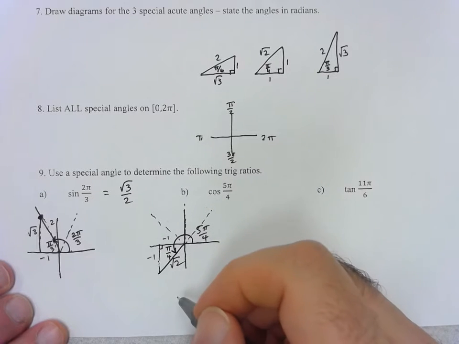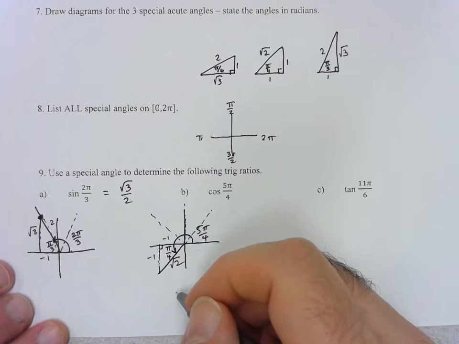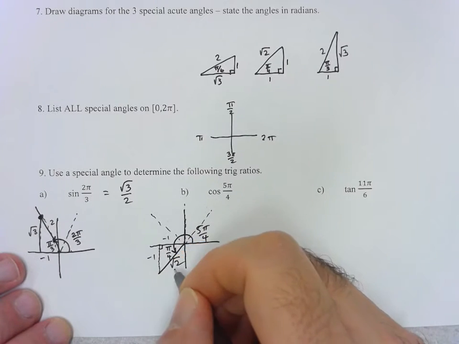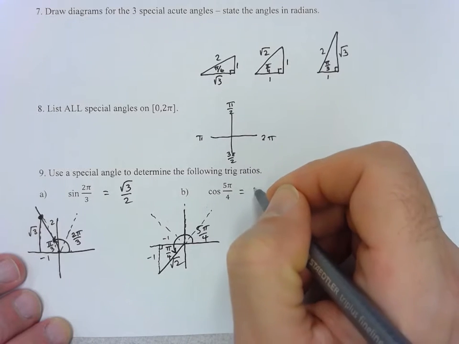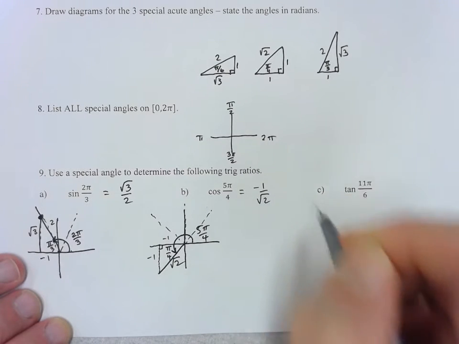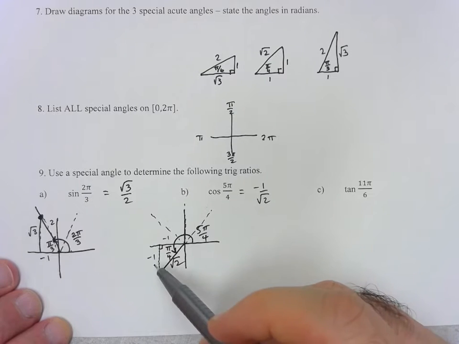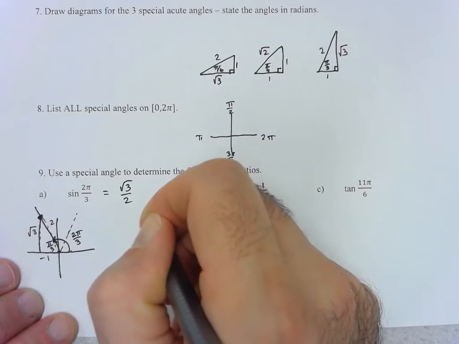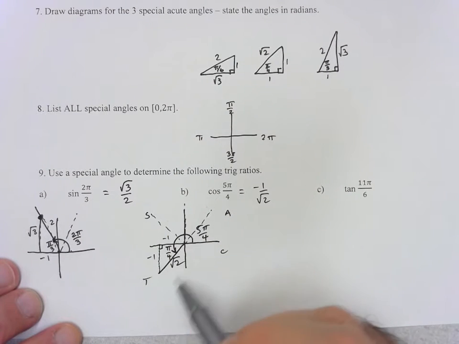So now I can just read the answer off the diagram. Okay, so since I'm looking for cos, it's going to be x over r, so it's just going to be equal to negative 1 over root 2. Now, by the way, it makes sense that the answer is negative, since, of course, if we use our old CAST rule, we know that cosine is going to be negative in this quadrant here.